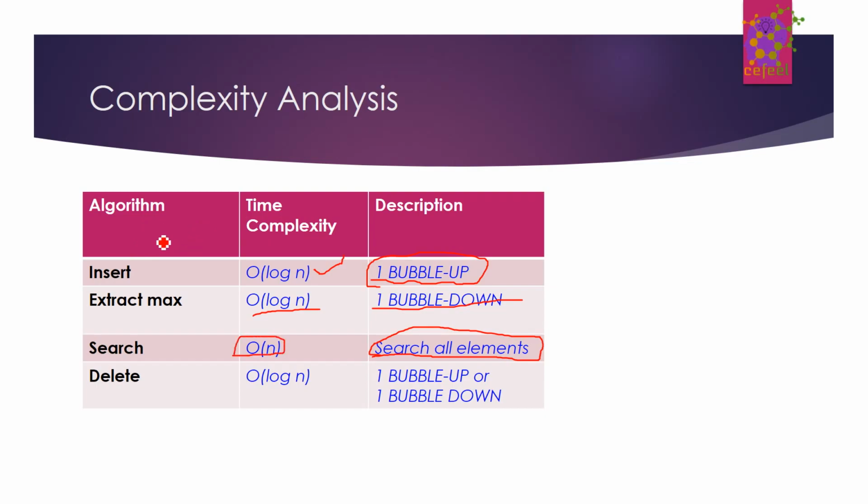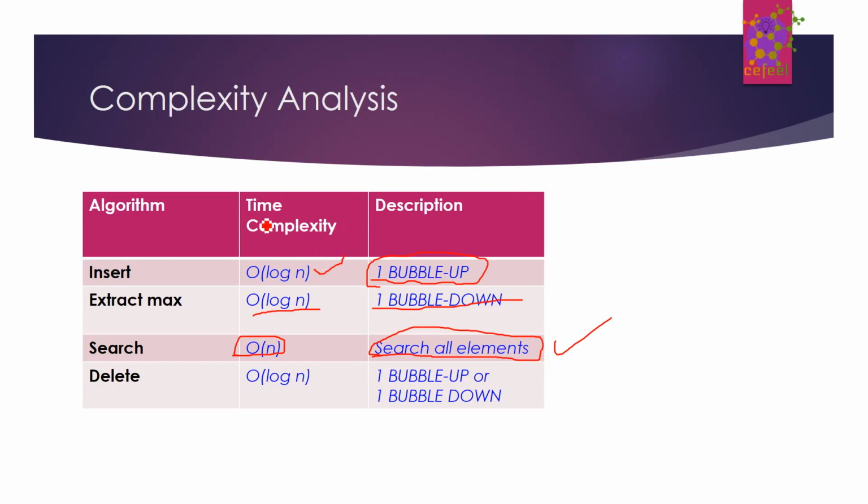So it's not order log n, because we have to compare every node in the tree. The length of the tree or the array is n, and hence the search operation is order n. So this is similar to a linear array.